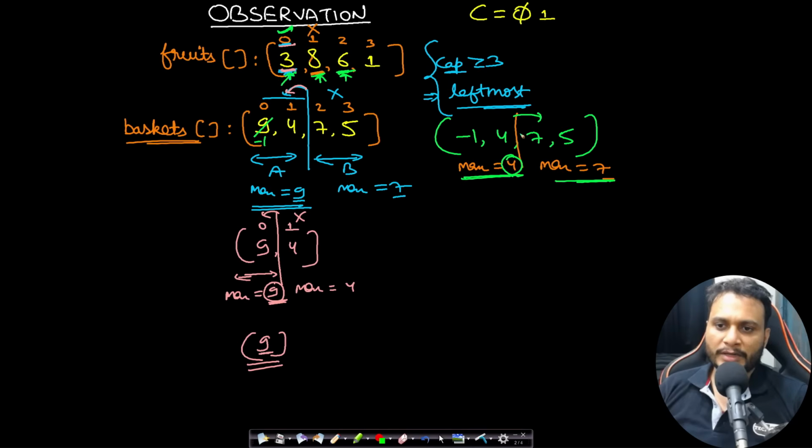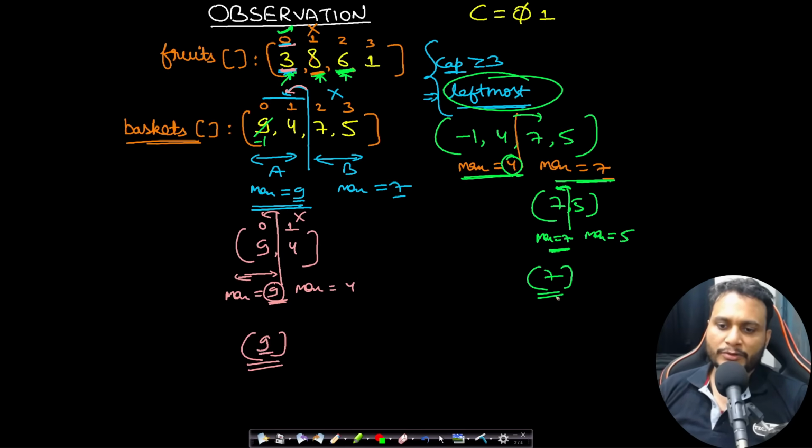Okay, so I will be going to the right side. This makes sense. Now you have 7, 5. On the left side the maximum is 7, on the right side the maximum is 5. Now if on the left side you have the maximum value greater than equal to 6, I will always choose the left hand side because I want the leftmost index. So let's go on the left hand side.